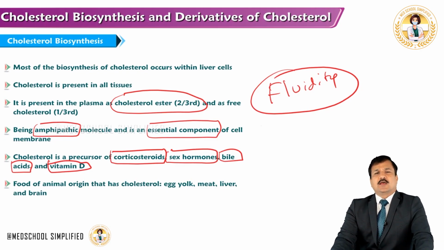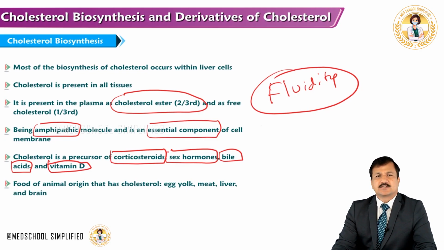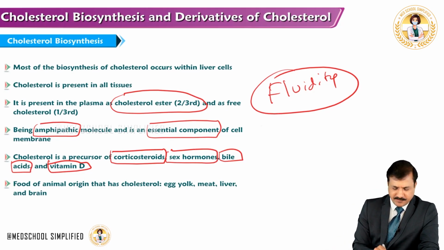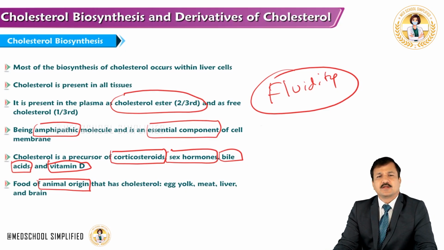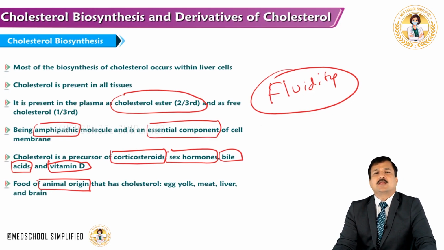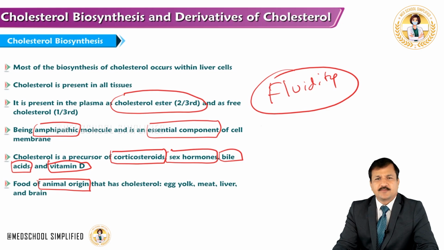Now, although every cell in our body can synthesize cholesterol, the additional need of cholesterol we can get from the diet. So foods of animal origin are the important source of cholesterol for us. For example, egg yolk is rich in cholesterol, and meat or any food that is animal derived has some amount of cholesterol.